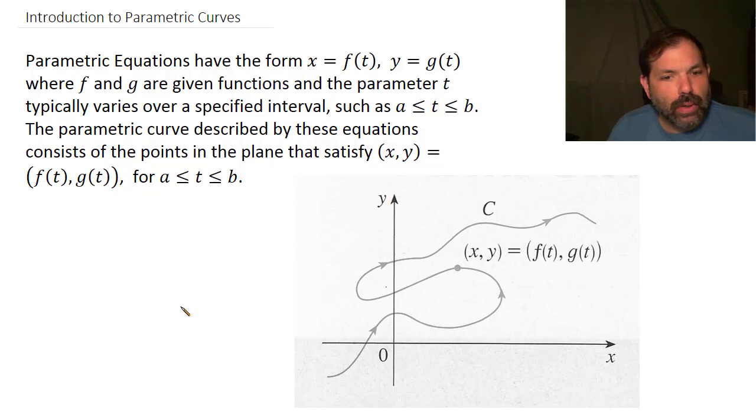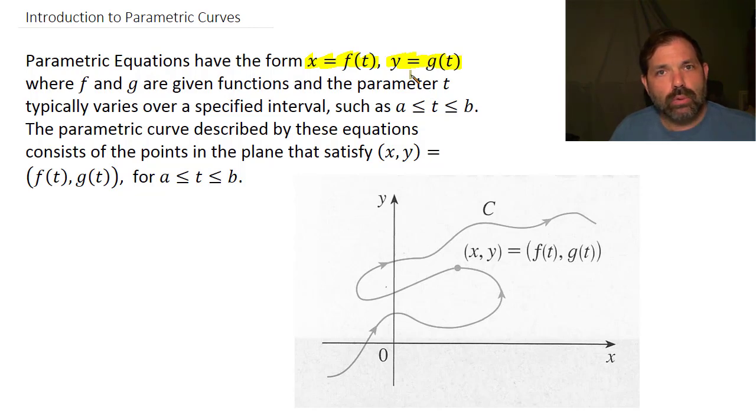In this section, I'm going to provide an introduction to what are called parametric curves. Parametric curves are curves that include a parameter, often t or sometimes the variable theta, where our point, our coordinates, our x and y, are defined by functions of that parameter. And so we generally see parametric equations in the form x equals some function of t, y equals some other function of t, where t is called the parameter and f and g are functions.